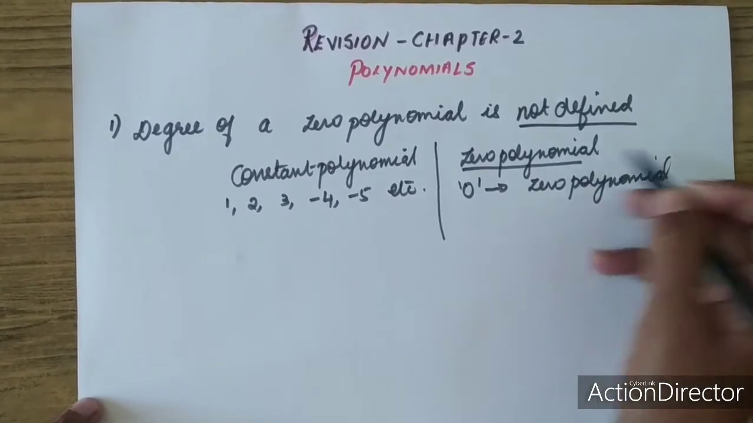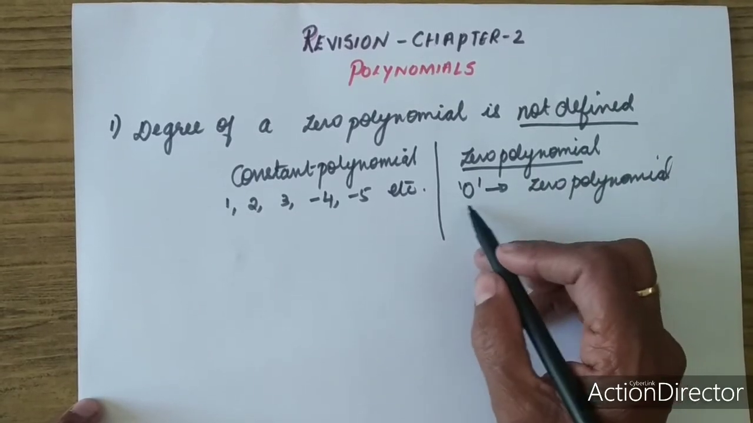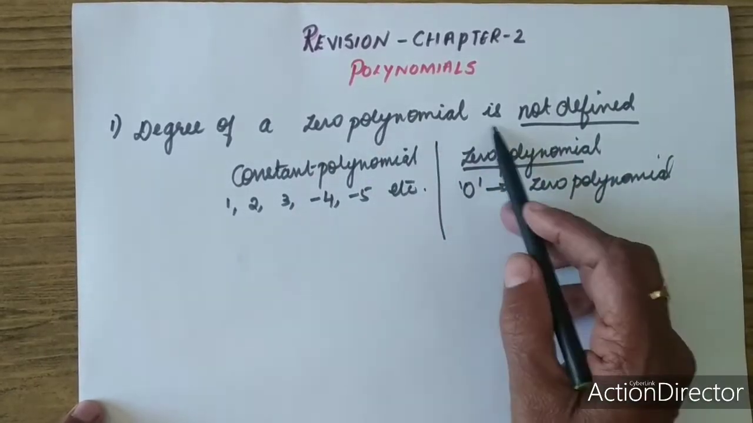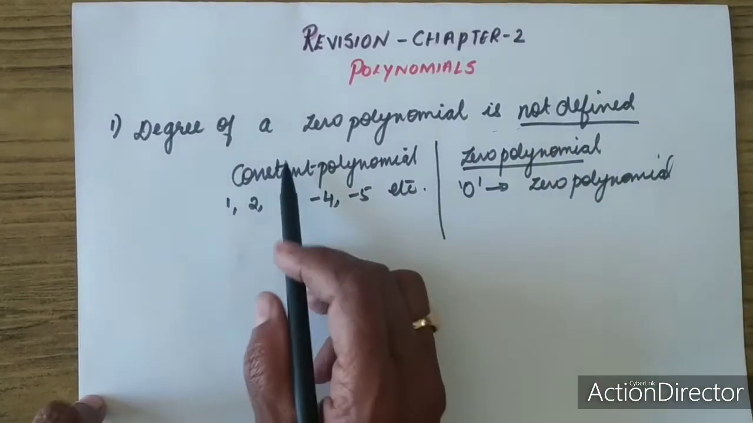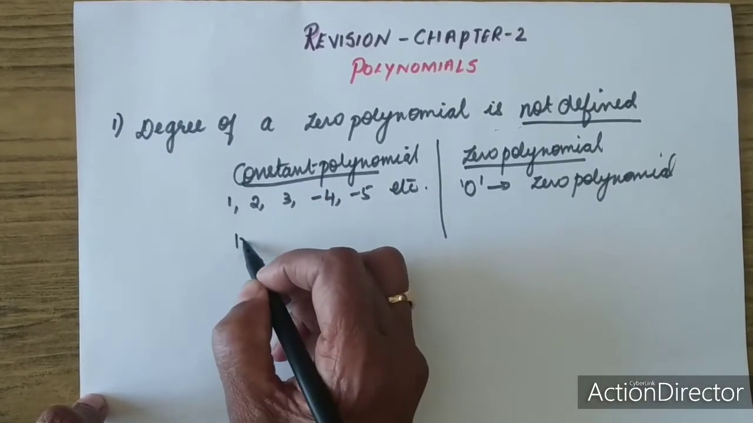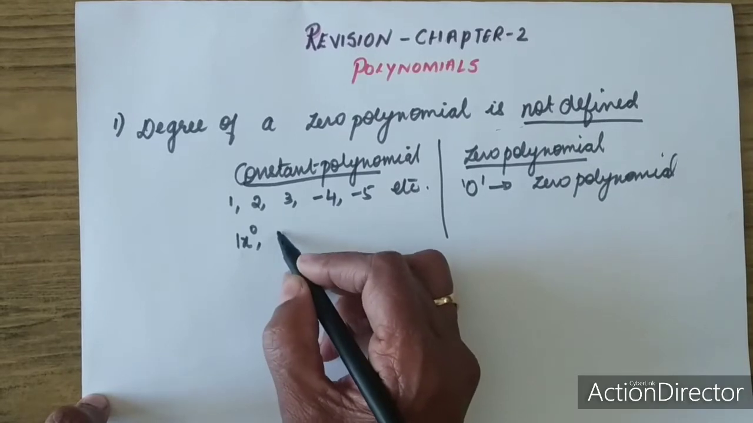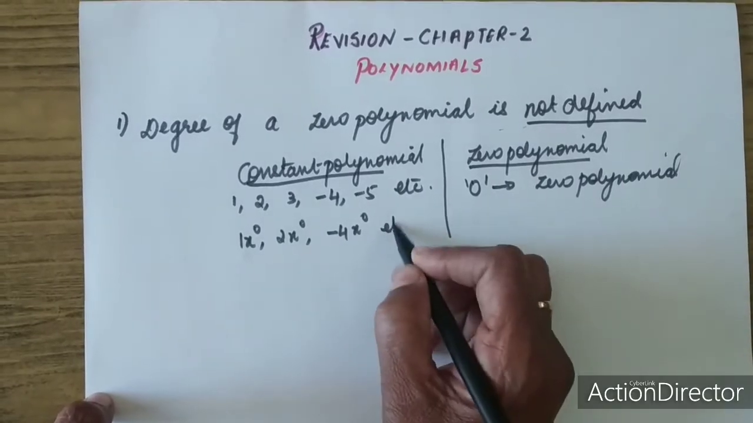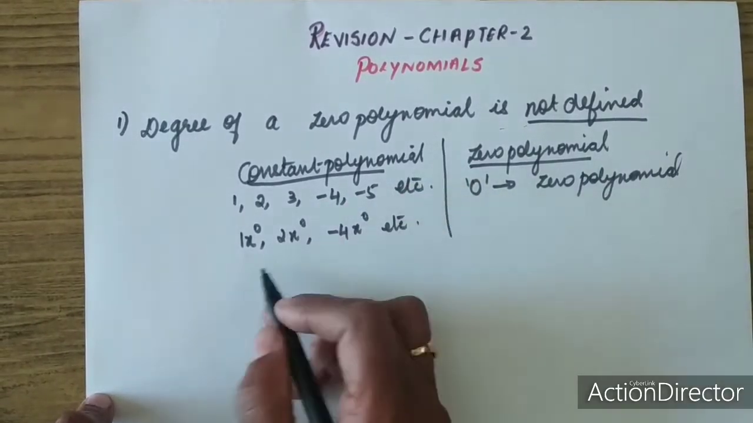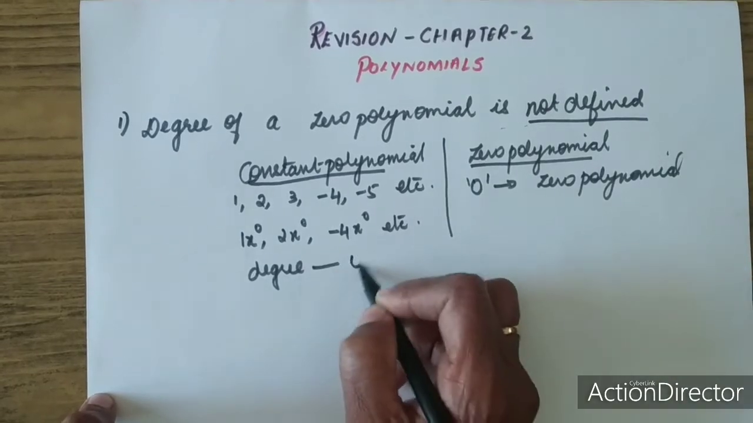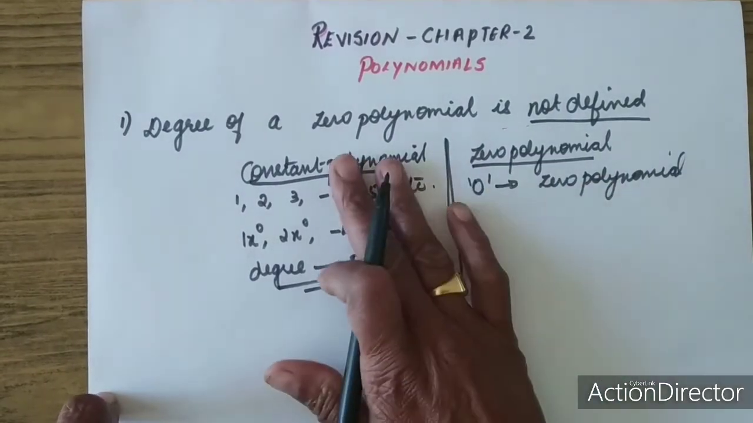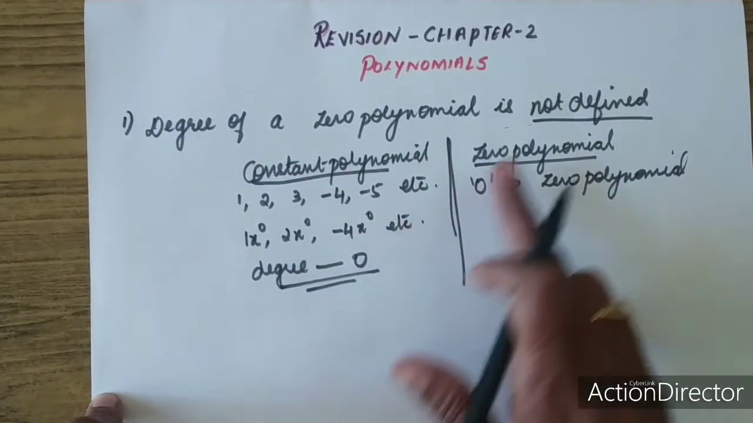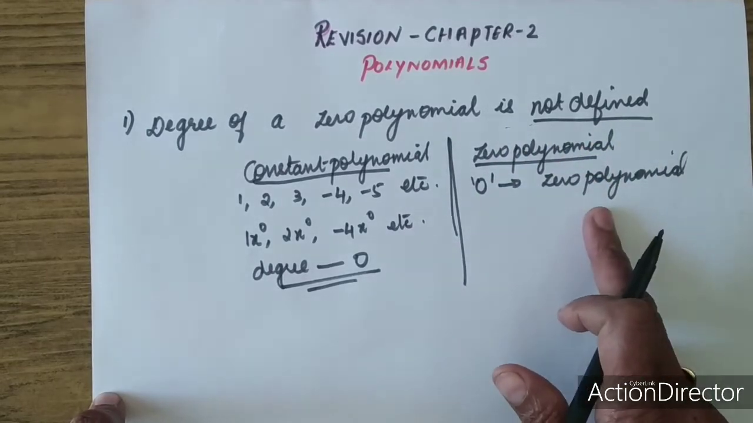The degree of this polynomial is not defined because any polynomial multiplied by any variable will give the answer 0. So it is not having any degree. So we are saying the degree of a zero polynomial is not defined. Whereas coming to a constant polynomial, 1 can be written as 1 into x power 0, 2 can be written as 2x power 0, -4 can be written as -4x power 0, etc. So what can you say about the degree of a constant polynomial? Its degree is 0. So you should note the difference between a constant polynomial and a zero polynomial. Degree of a constant polynomial is 0 and degree of a zero polynomial is not defined.